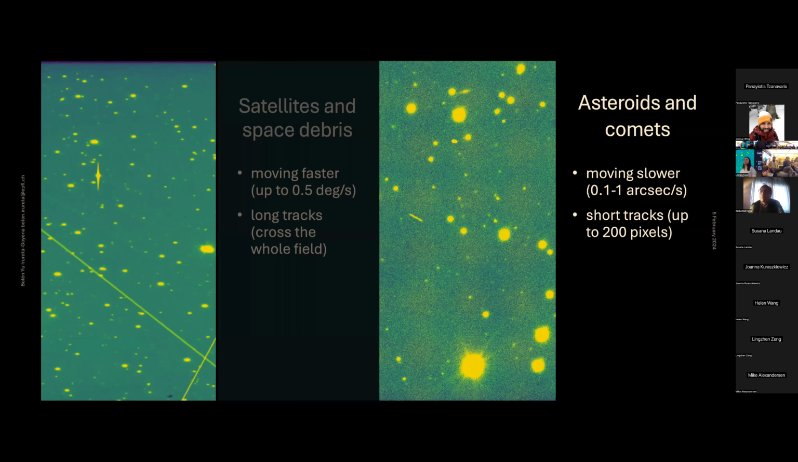So the very fast ones are the satellites and space debris. They're moving very, very fast, which means that for any long exposures, they will probably be crossing the whole field of view. We're not going to be focusing on them today. We're going to be focusing on asteroids and comets, so moving much, much slower, from 0.1 to 1 arcsecond per second, which means that for typically a 30-second exposure, they will leave about 200 pixel trails.